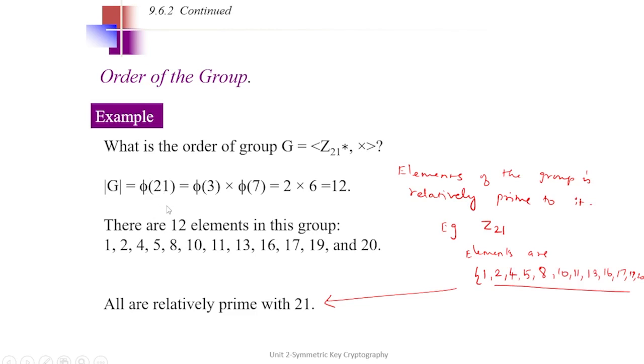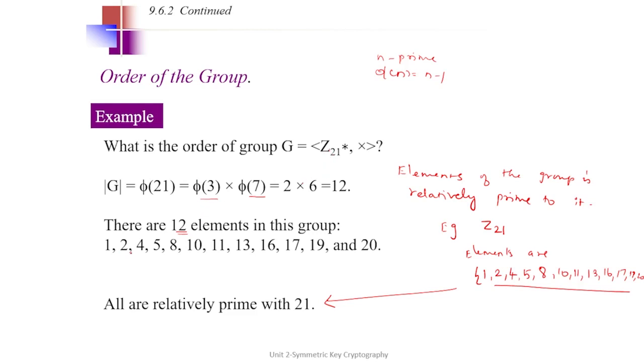So phi of 21. 21 is not a prime number, so we can write it as a product of 2 prime numbers, 3 and 7. So phi of 3 into phi of 7. Here 3 is a prime number. So if n is a prime number, phi of n is equal to n minus 1. That is the formula. So in this way, the phi of 3 value is 2. 7 is also a prime number, so n minus 1 means 6. So 2 times 6 is 12. So in total, 12 elements are available in the group Z21.